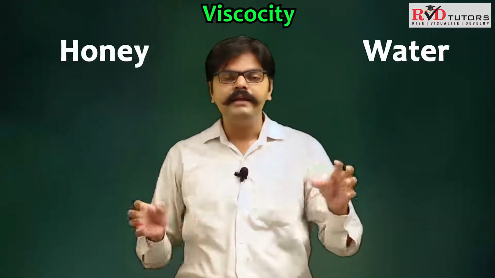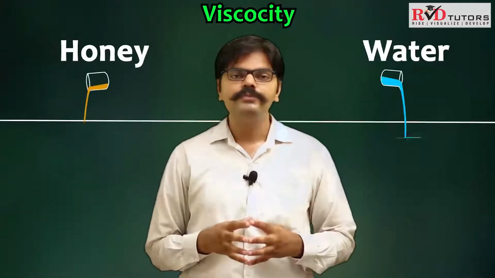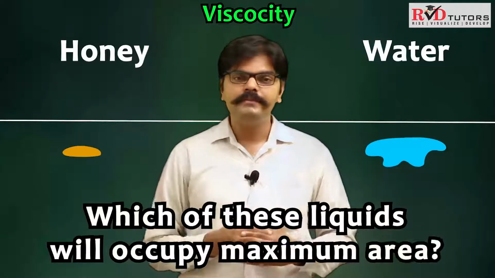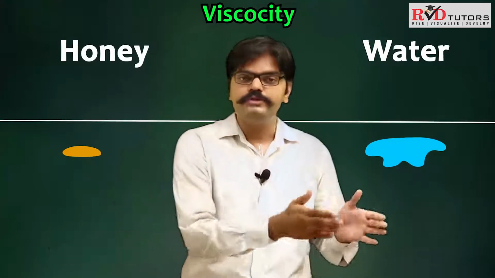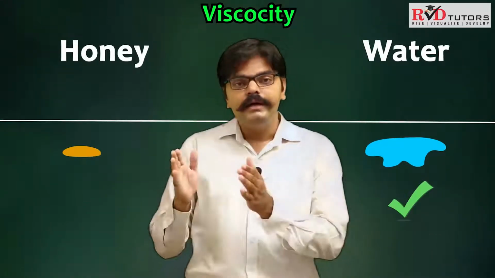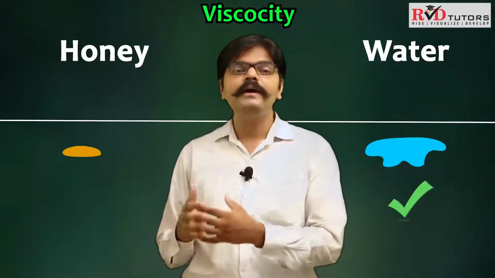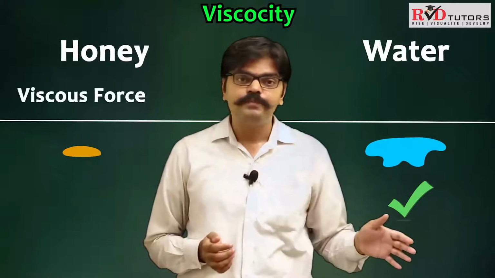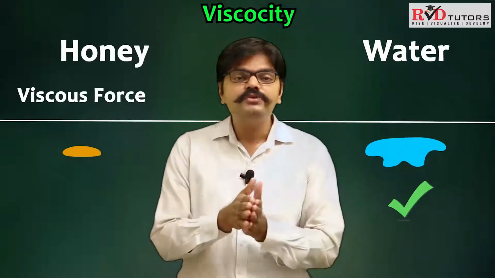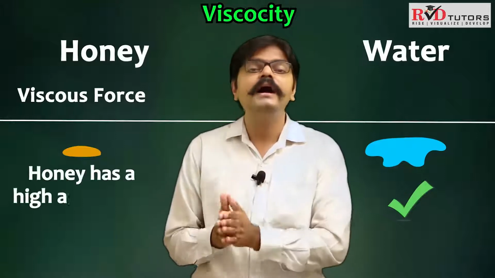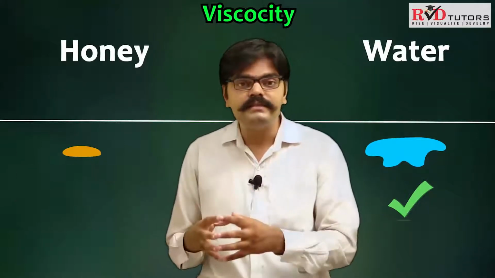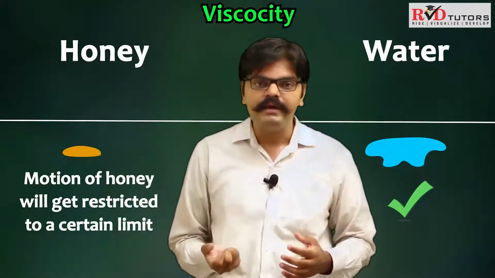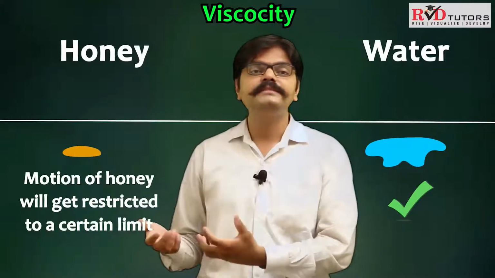In case of water and honey, if you pour both of them on the ground, let me know which of these liquids will occupy the maximum area possible. Of course, your answer is going to be water. Honey, on the other hand, will try to occupy as little area as possible. The reason is nothing but viscous force. Since we know that viscous force is a frictional force, honey has a high amount of viscous force. This is the reason the motion of the honey will get obstructed, restricted to a certain limit, and that is why honey will not occupy maximum area.